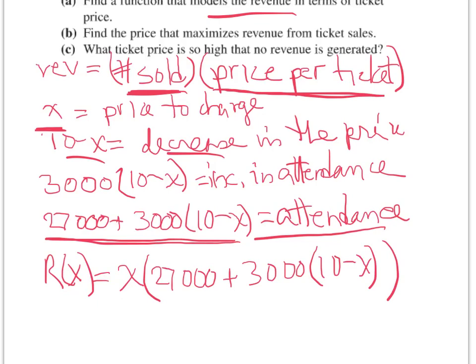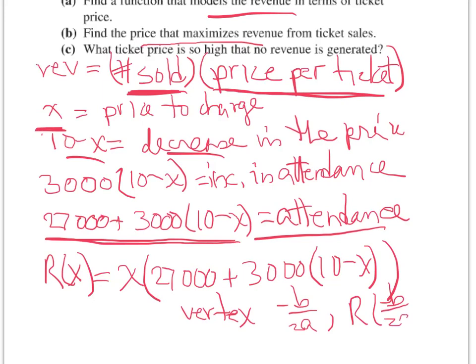So you can simplify this, and when you simplify that, you'll have a quadratic. You can work on that, and you can find out what maximizes revenue from those ticket sales by finding the vertex of that parabola. So find the vertex, and you can use the minus b over 2a. That'll probably be the easiest. So that'll be the x coordinate, and then you do r of minus b over 2a, and that'll give you the y coordinate. So this will be the price that maximizes the revenue, and this would be that maximum revenue.